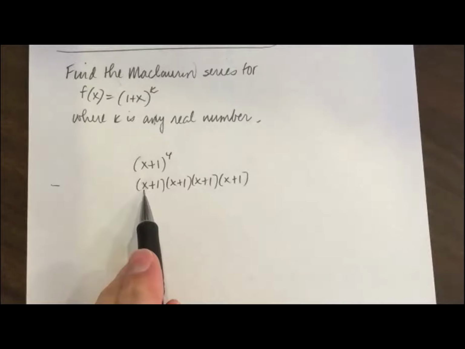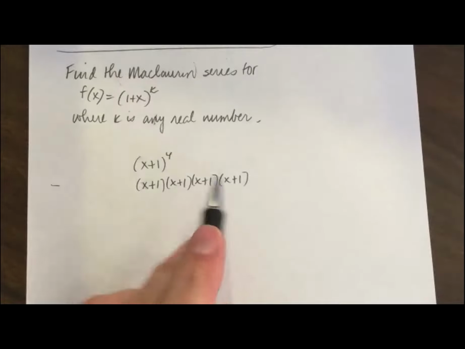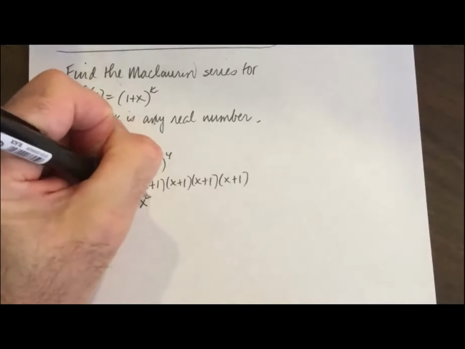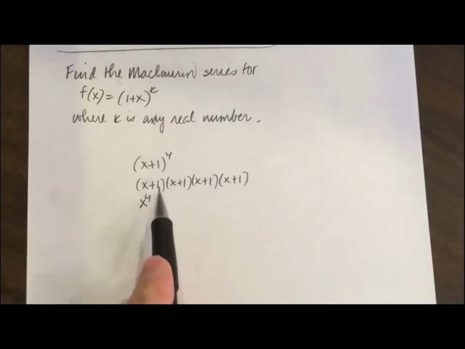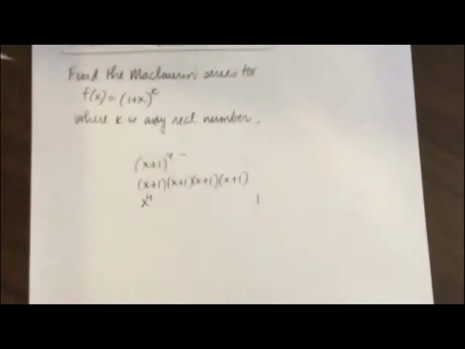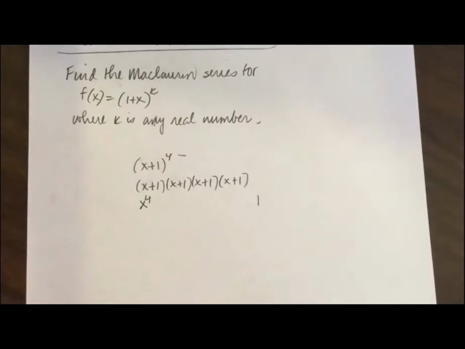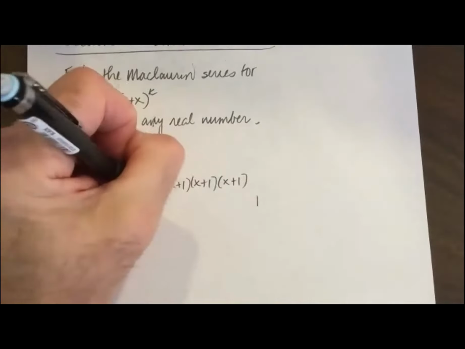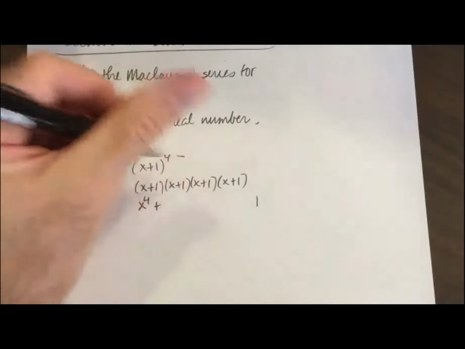Every one of those times every one of those, the distributive property lots of times. So I'm going to end up with the x times the x times the x times the x, an x to the 4th, right? And at the end, I'm going to get a 1 times 1 times 1 times 1. So way down here, I'm going to get a 1. And then we just have to figure out what terms go in the middle. It turns out that they're all positive, right?